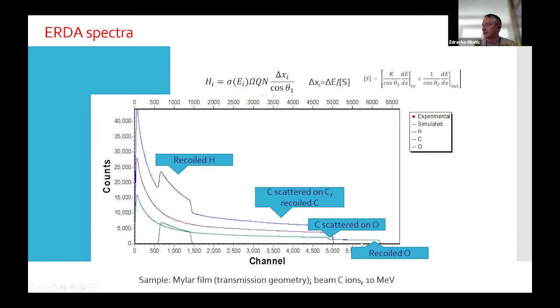You have recoiled oxygen, as I said, but you also have carbon scattered on oxygen, carbon scattered on carbon, and recoiled carbon. So the spectra is not that simple now, because what you measure if you have only energy detection is this blue spectra here. So you really need to know something about your sample before you do the analysis. Otherwise, you can get wrong conclusions.